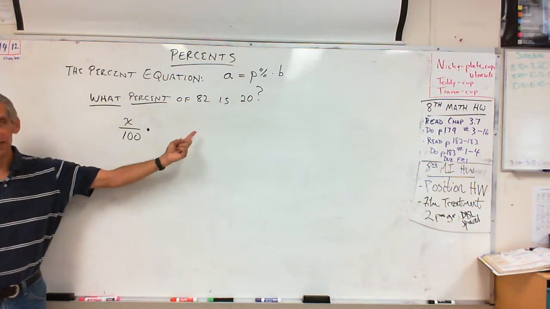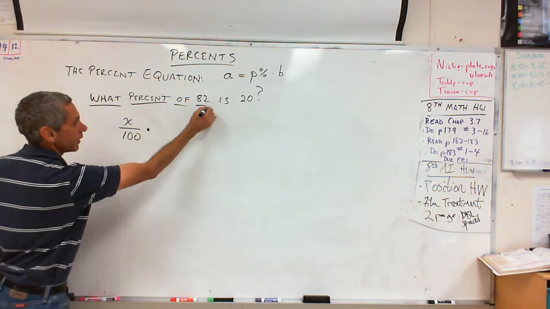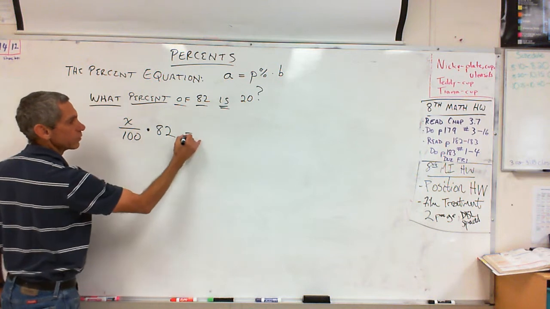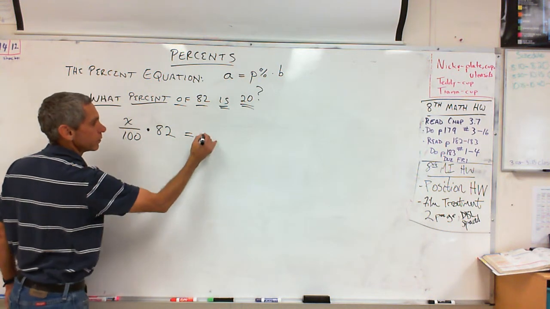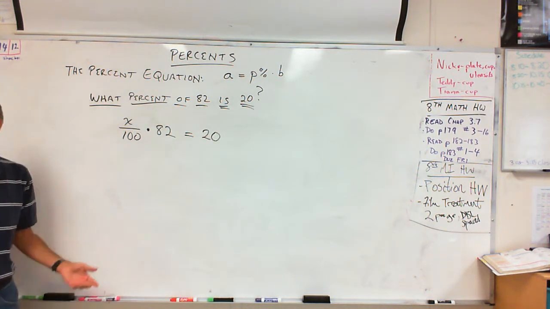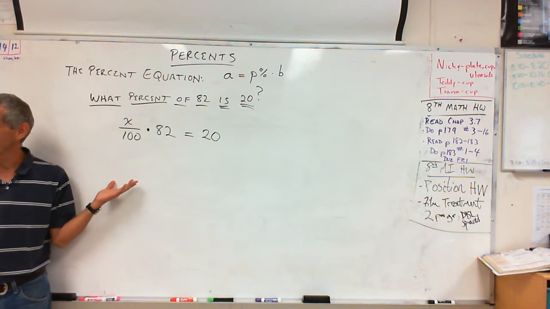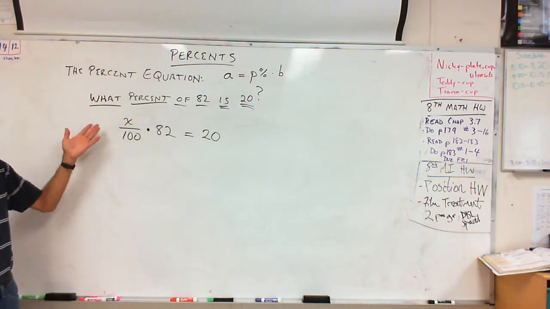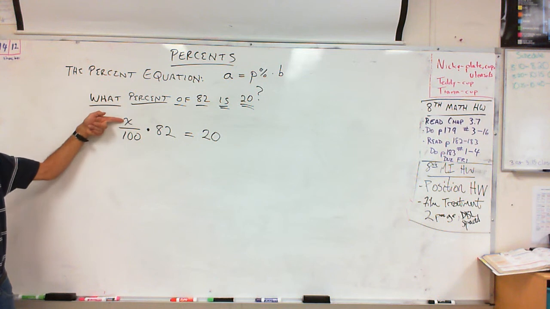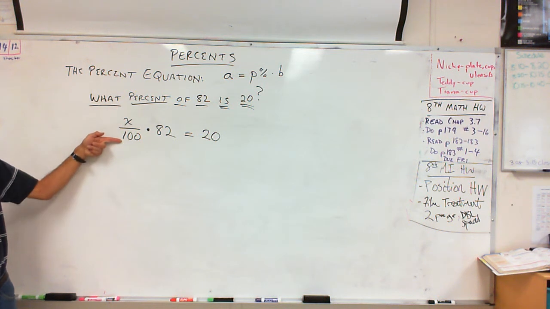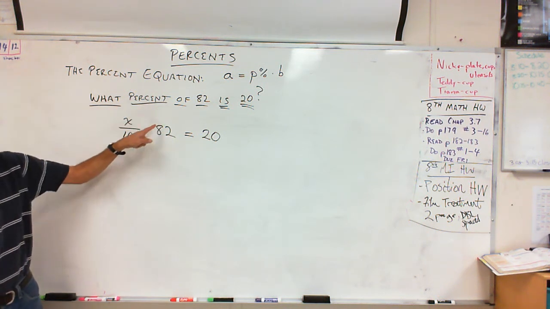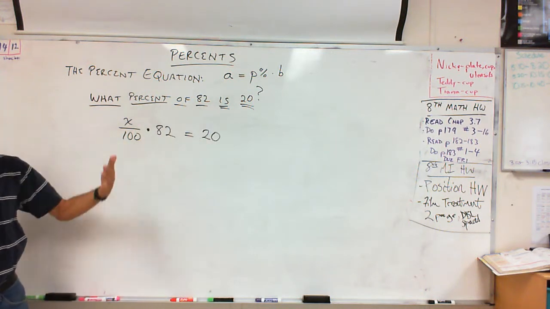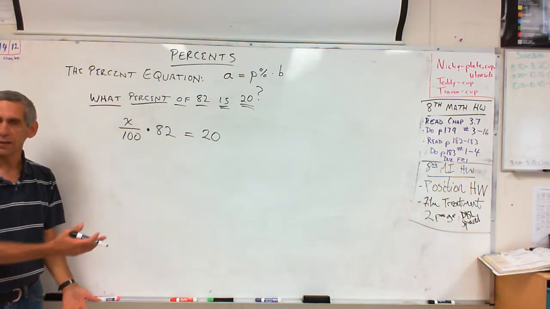Of 82. So we've got of, now 82. Is equals 20. Wow, look how easy that is. I didn't even have to memorize a formula. I did exactly what it says: x percent times 82 equals 20. I solve it then, and I get my answer.